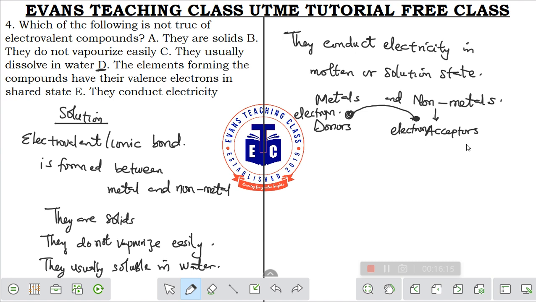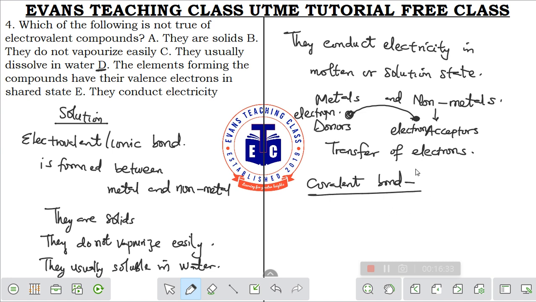Do you get now? In electrovalence bond, what happens is there is transfer of electrons. Now you need to know something about covalent bond. Covalent bonds don't transfer an electron. A covalent bond is the bond between non-metals. Do you get what I'm saying? So what a covalent bond does is they share electrons. Now look at this.